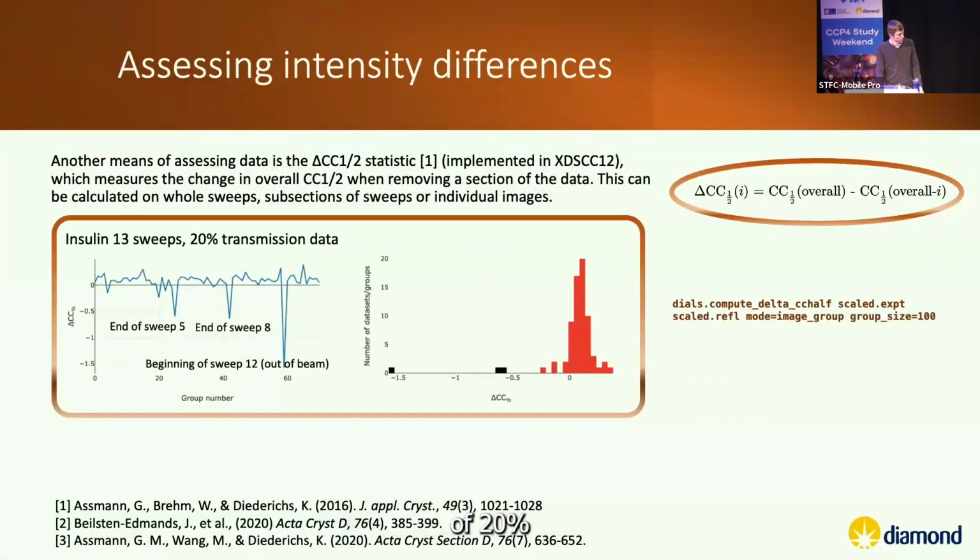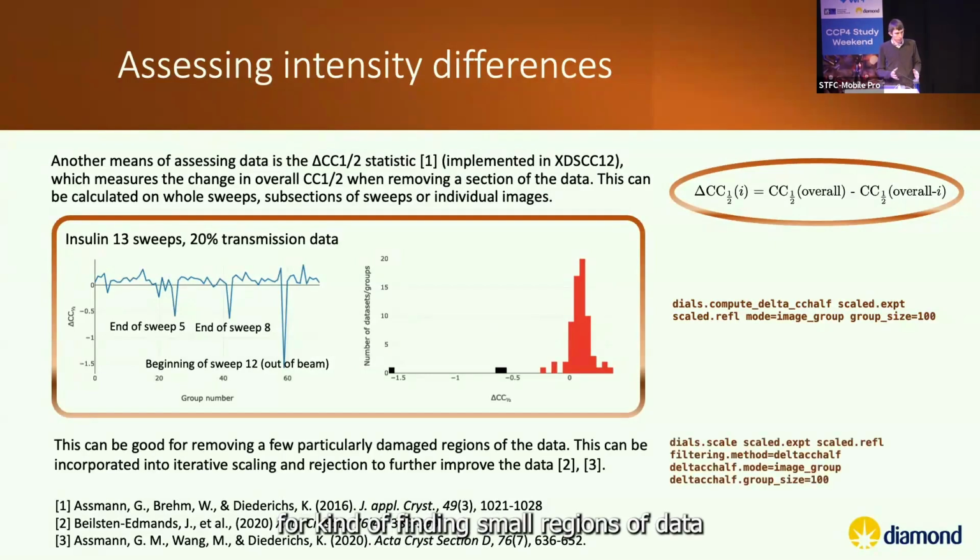So looking back at the 20% transmission data from the last slide, I calculated the delta CC half on groups of 100 images. Plotted as a histogram, you see a few outliers with larger negative delta CC half. 2 of those are at the end of some of the sweeps, which is likely radiation damage. And one of them is the beginning of sweep 12, where in fact the crystal was out of the beam.